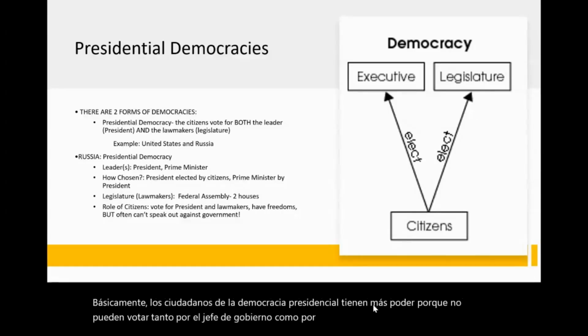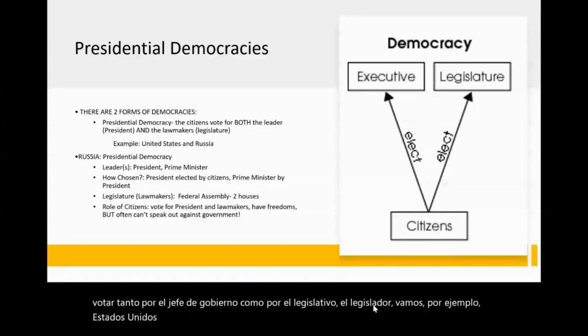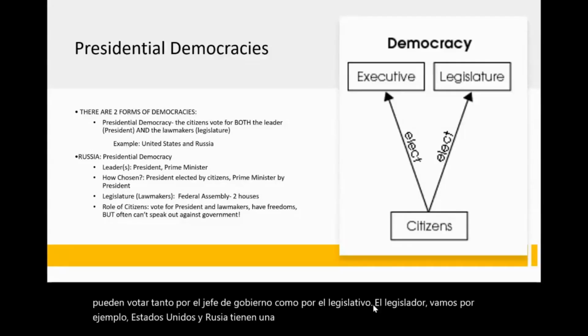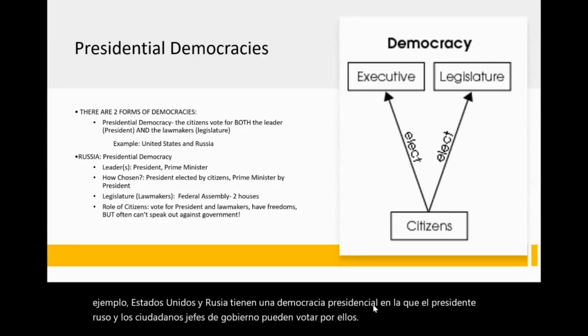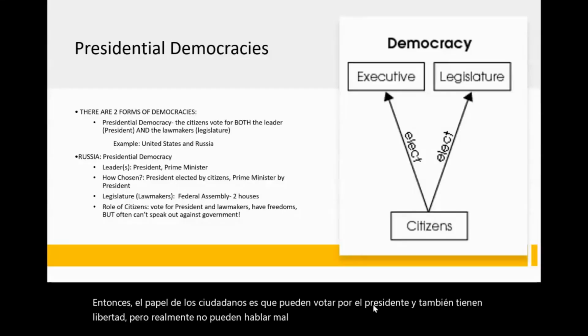Let's go, for example, United States and Russia have a presidential democracy, where the Russian president, the head of the government, citizens get to vote for them. So the role of citizens is they get to vote for the president and they also have freedom, but they can't really talk badly about the government or there will be harm done by the government to the citizen.